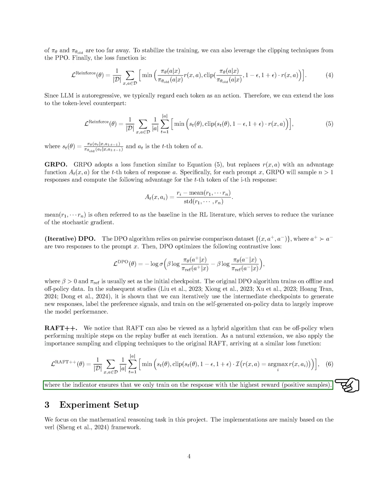We extend the original RAFT by incorporating importance sampling and clipping techniques, resulting in a similar loss function that focuses on training only with the highest reward responses. For our experiment setup, we concentrate on mathematical reasoning tasks, primarily using the VERL framework.